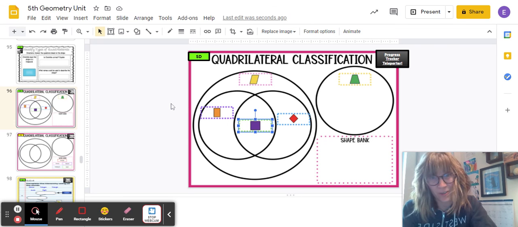The square is in the house, right? It's the most specific type of parallelogram that we have.